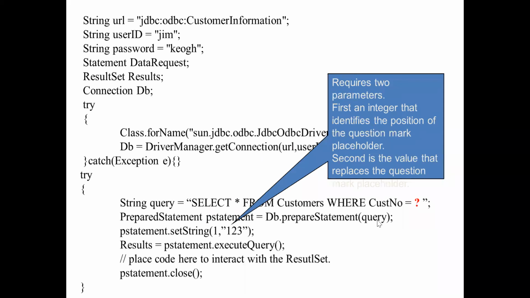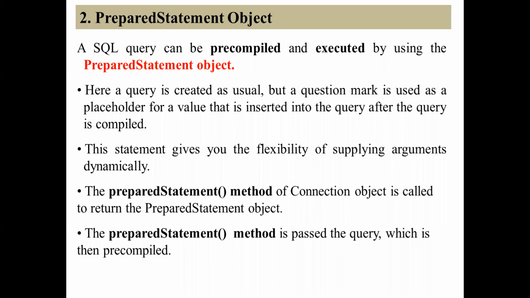Then it requires two parameters. The first is an integer, which identifies the position of the question mark placeholder. And the second is the value that replaces the question mark. So we use 1 comma 123. Then result is equal to pstatement.executeQuery and then pstatement.close. So this is what a prepared statement is.